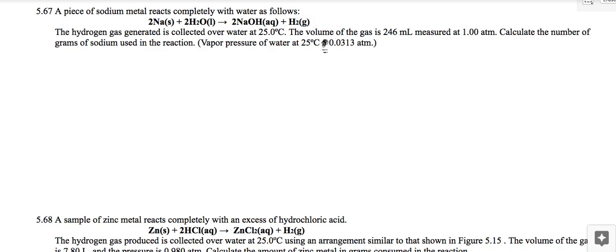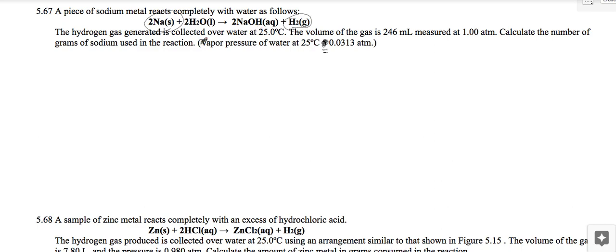So we have sodium metal, which is the solid, and we have hydrogen gas, which is the gas. We're probably going to be looking at hydrogen, because water is going to be in excess when we do the reaction, and the sodium hydroxide is going to be aqueous, and that's going to be difficult to measure.